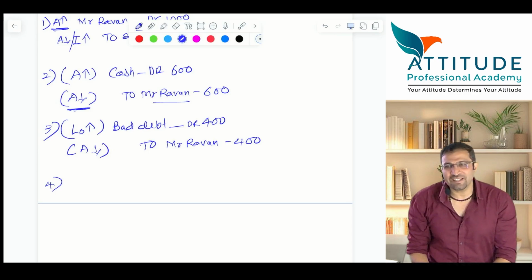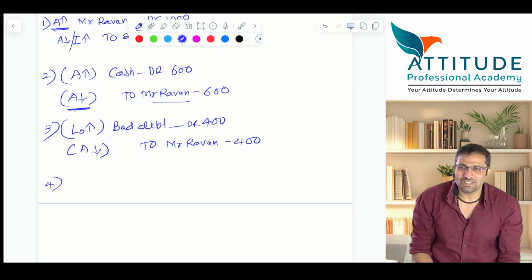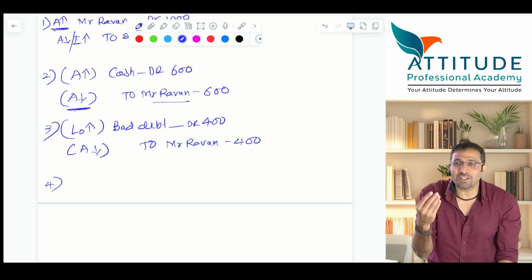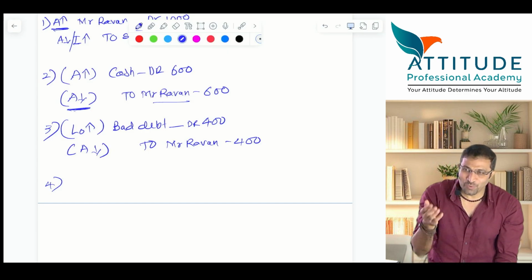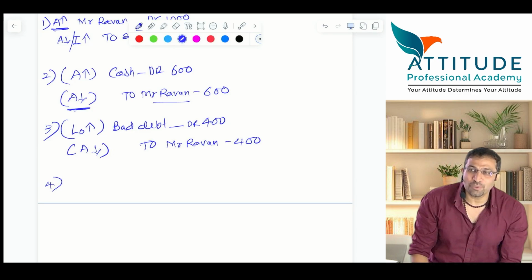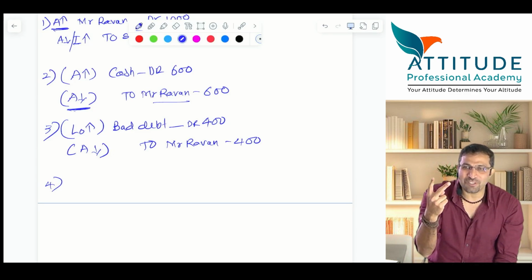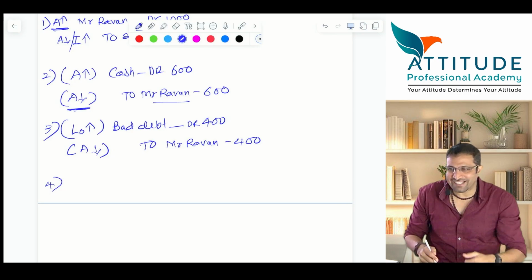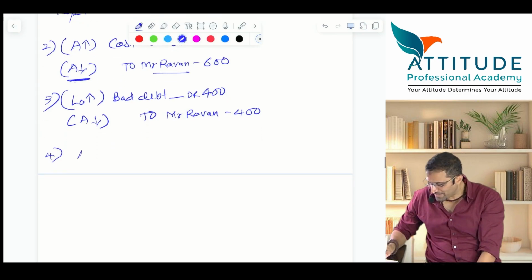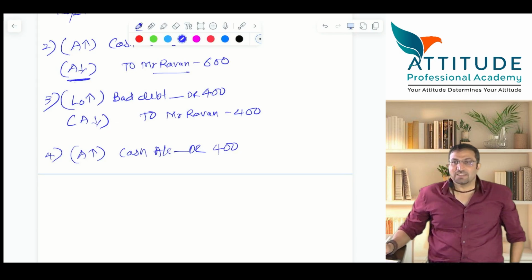Now please tell me, two options are there with you. One, you will say, no, Mr. Ravan, your account is closed. Second, you will take the money. Obviously, which option will you take? Second option. You will take the money. Now, once you take the money, what did you get? Cash. Asset. Cash account debit.